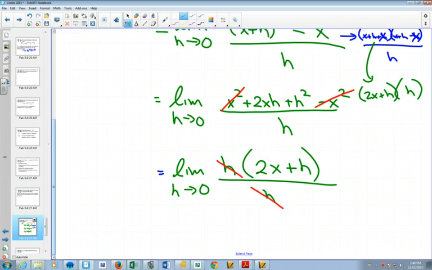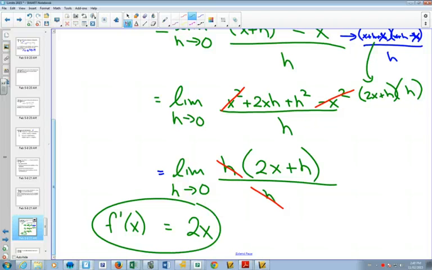Here our h's cancel out. And now we're no longer dividing by 0. So now you can evaluate the limit and plug in 0 for h, and you will get just 2x. So we have f prime of x equal to 2x.